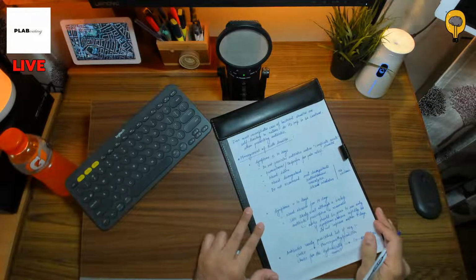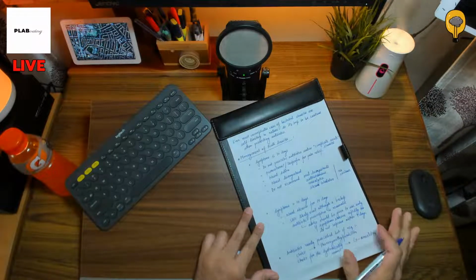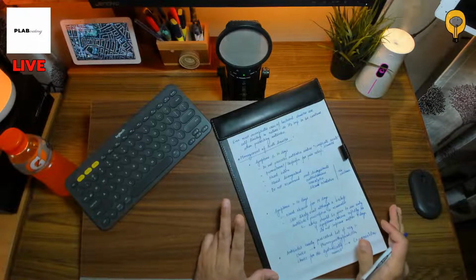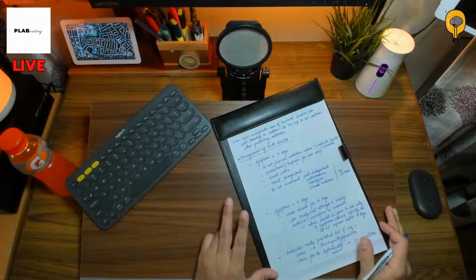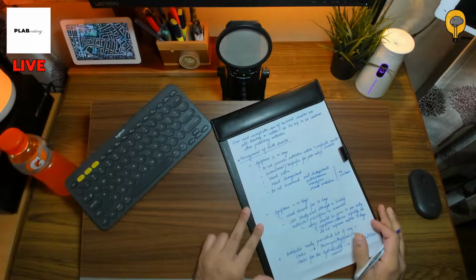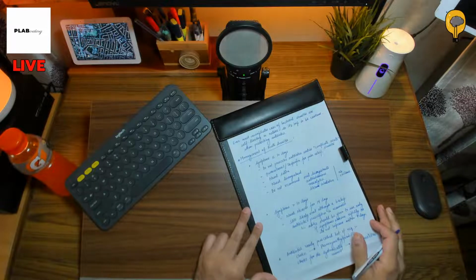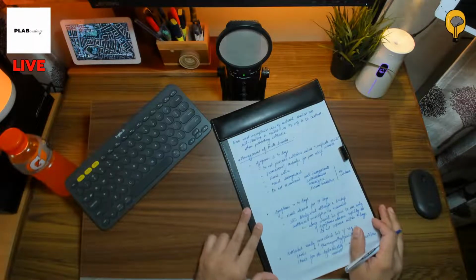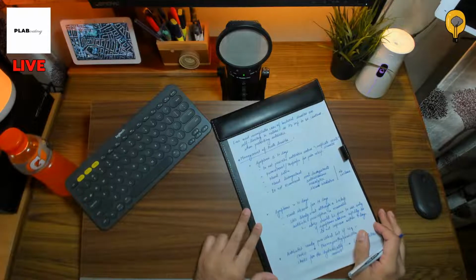So, antibiotics are rarely prescribed, but if required, then the choice of antibiotic would be phenoxymethylpenicillin, and the choice of antibiotic for the systemically unwell would be coamoxiclav.